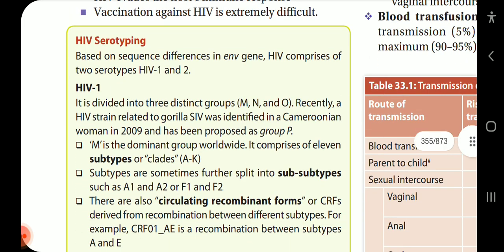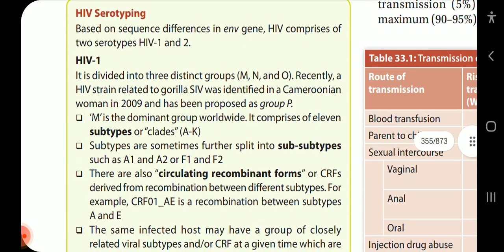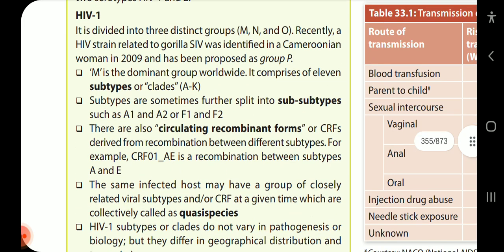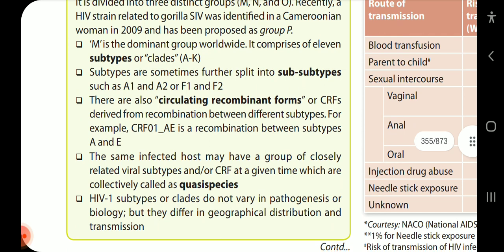HIV serotyping. Based on sequence differences in the env gene, HIV comprises two serotypes, HIV-1 and HIV-2. HIV-1 is divided into three distinct groups: M, N and O. Recently, an HIV strain related to gorilla SIV was identified in a Cameroonian woman in 2009 and has been proposed as Group P.